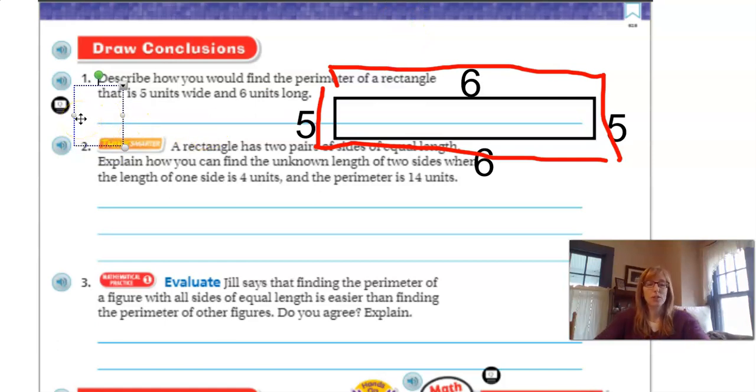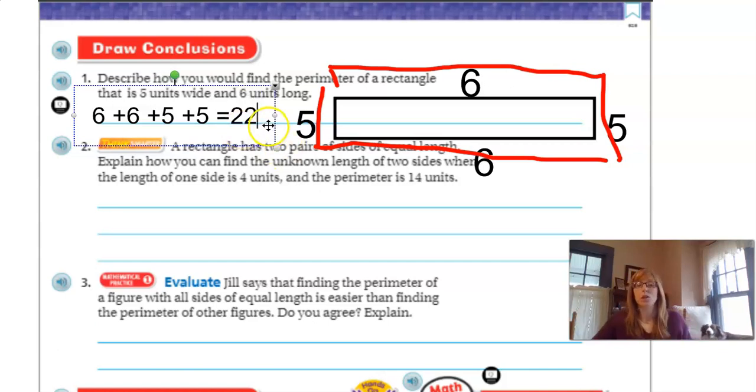All right, so I'm going to do 6 plus 6 plus the 5 equals, because I have 6 plus 6 is 12, plus the 5 plus 5 is 10, and we know 10 plus 12 is 22 units. So that would be our answer. Okay? Perfect. You guys are doing such a great job.